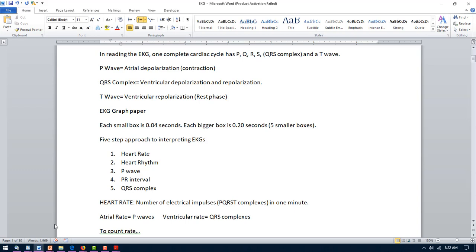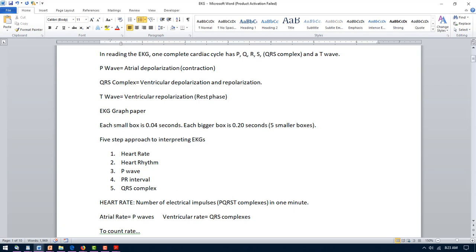And then somewhere in that QRS complex is where the atria repolarize and recharge. So you'll never see an actual wave that says, hey, the atria are recharging, because it's hidden in that QRS. And then the T wave is after the QRS complex. That's the ventricles recharging or resting.